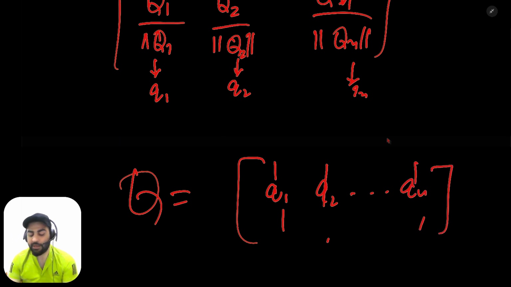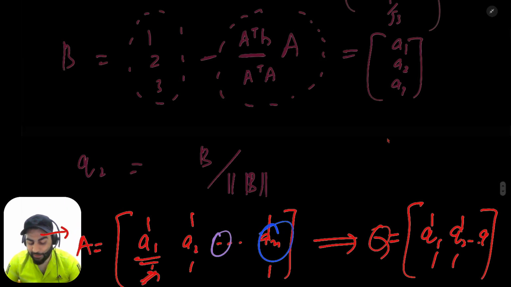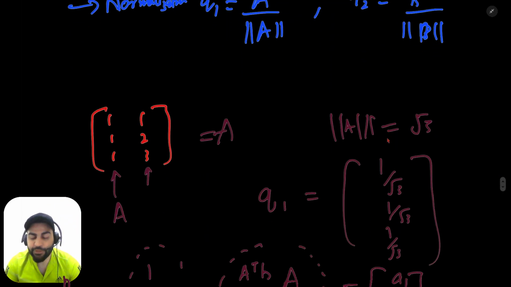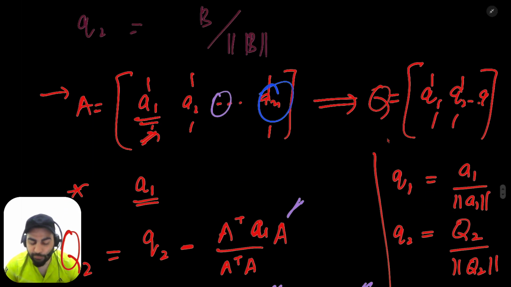This is the procedure. Again, let me just summarize the procedure. If you have a matrix in which the columns are not orthogonal and normal, in order to make it an orthogonal matrix, Gram-Schmidt gave a procedure. We take the first column as it is and just normalize it. In the second column, we remove the component of the first column. In the third column, we remove the components of the first and second columns, and then normalize everything together. That's the stepwise procedure.